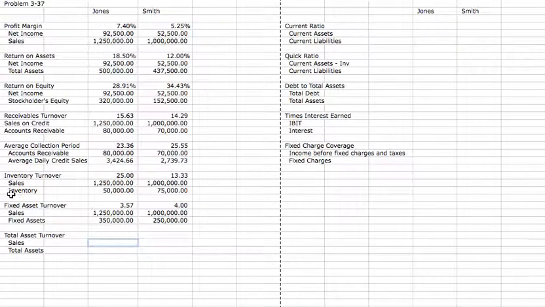Total asset turnover, same thing. We use our sales figure for each company. And this time we use total assets. Total assets for Jones is 500,000. Total assets for Smith is 437,500.